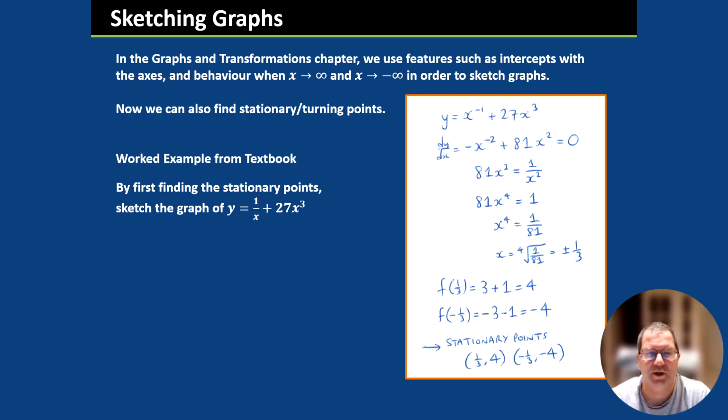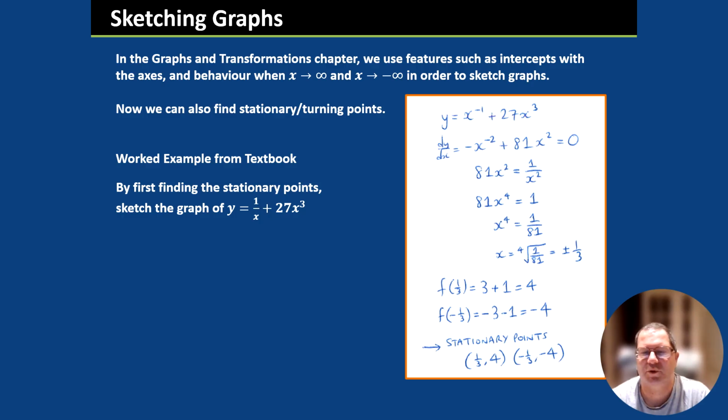We're going to finish off by looking at sketching graphs. In the Graphs and Transformations chapter, we use features such as intercepts with the axes and the behavior of the graph as x tends to infinity or negative infinity in order to help us sketch a graph. And now we can also find the stationary points. So the worked example from the textbook says, by first finding the stationary points, sketch the graph of y equals 1 over x plus 27x cubed. So firstly, let's write that with indices. So y equals x to the minus 1 plus 27x cubed.